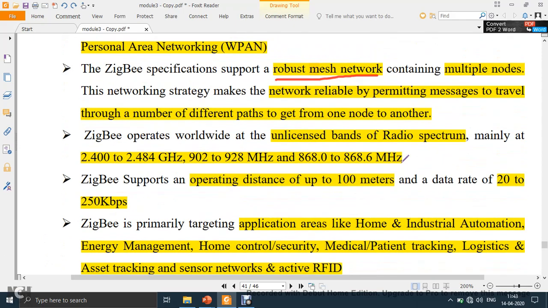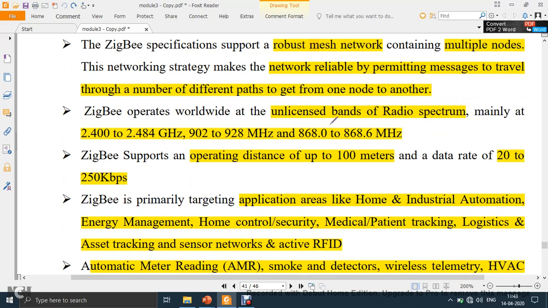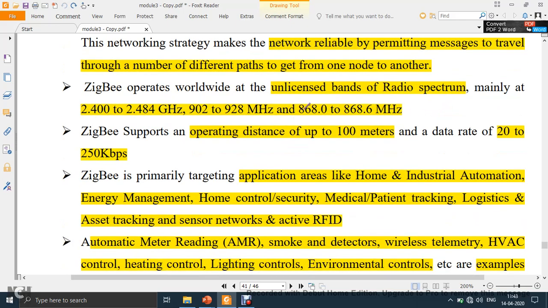Every device is connected with the host. There are multiple nodes. This is more reliable by permitting messages to travel through a number of different paths to get from one node to another. So what are the operating frequencies? There are multiple operating frequencies, but they are unlicensed because it is a personal area network, not a standard network. So 2.4 to 2.4835 gigahertz, 902 to 928 megahertz, like this.